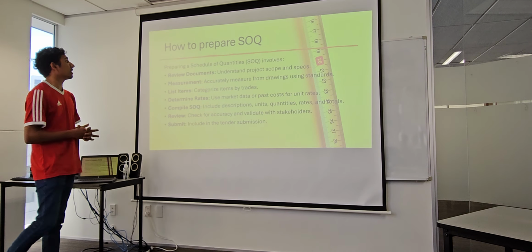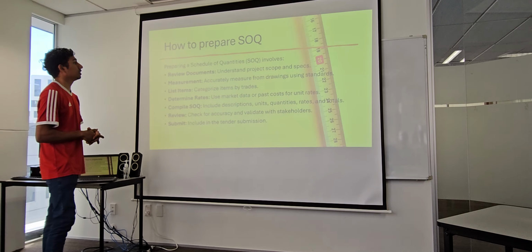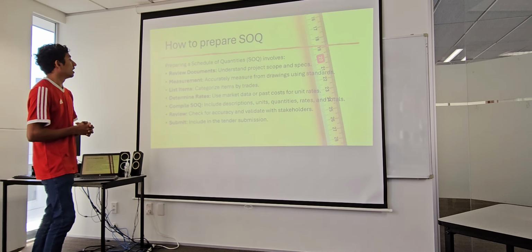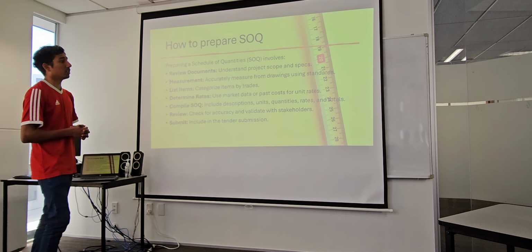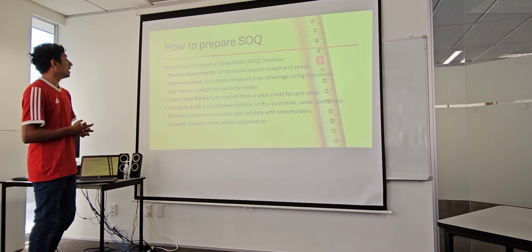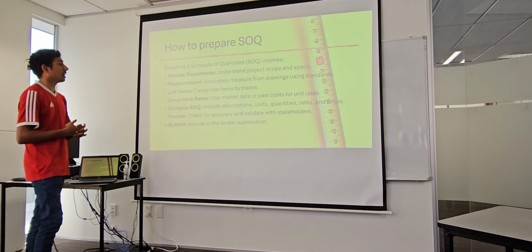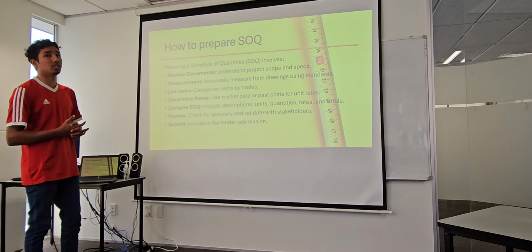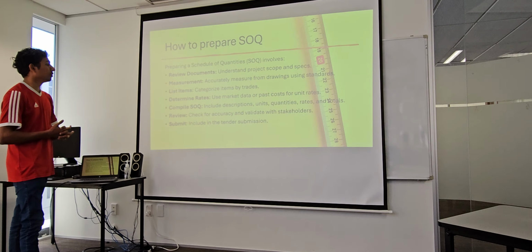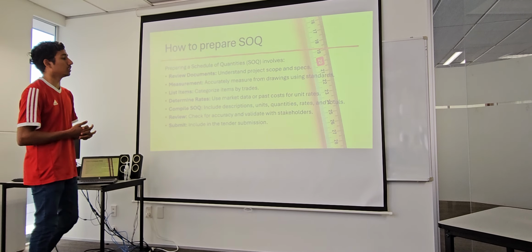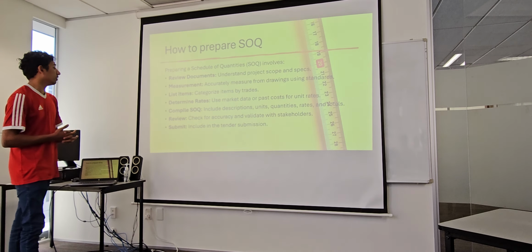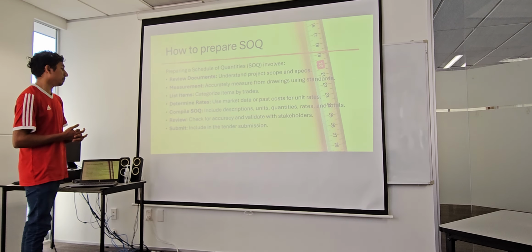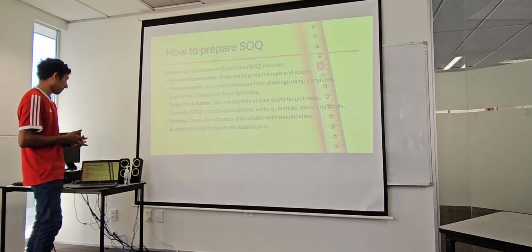So how to prepare an SOQ? Preparing a schedule of quantities involves reviewing documents, where we understand the project and specs, and measurement, where we accurately measure from drawings using standards. List items, where we categorize items by trades. Determine rates, where we use market data or past cost for unit rates. And compile the SOQ, where we include descriptions, units, quantities, rates and totals. And reviewing, check for accuracy and validate with stakeholders. And the last one is submit, where we include it in the tender submission.